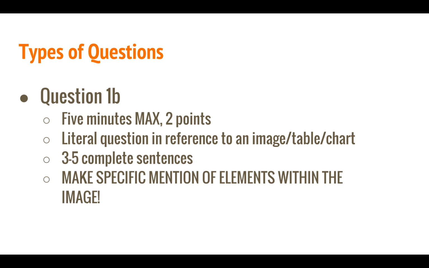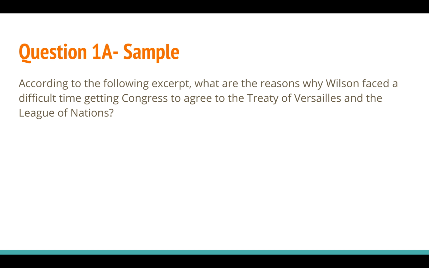All right, so now we've got an overview of question 1A and 1B. Let's practice. So a question 1A sample, you might see something like this. According to the following excerpt, what are the reasons why Wilson faced a difficult time getting Congress to agree to the Treaty of Versailles and the League of Nations? So you know right away that what you're looking for is reasons why Wilson is having difficulty. So what is the Congress objecting to within the Treaty of Versailles? What has he done that's made him unpopular with Congress? You're looking for things like that.